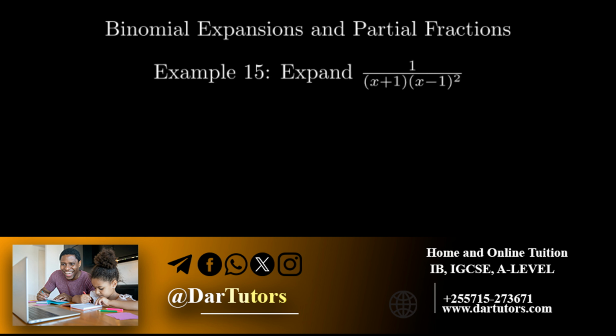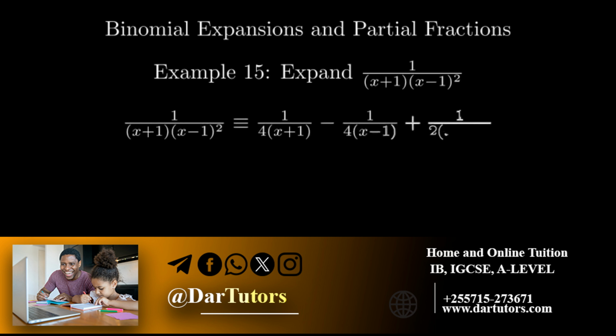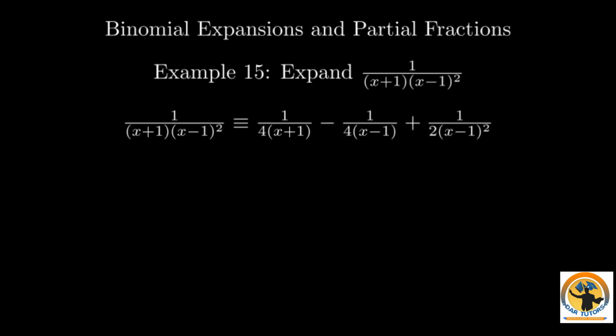Let's look at an example. We want to expand 1 over the quantity (x plus 1) times (x minus 1) squared. The first step is to express this fraction in partial fractions. This is a standard technique you may have seen before. The decomposition is 1 over 4 times (x plus 1) minus 1 over 4 times (x minus 1) plus 1 over 2 times (x minus 1) squared. We will now expand each of these 3 terms separately.